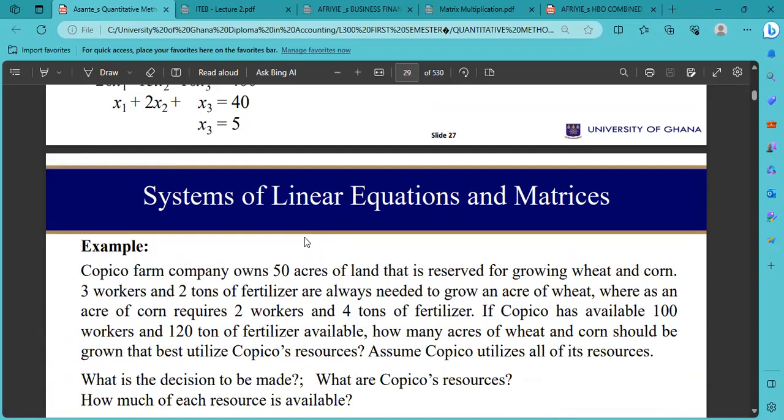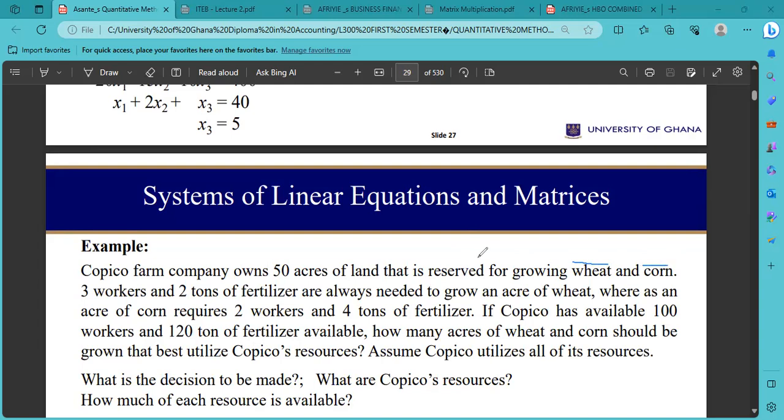Copico farm owns 50 acres of land that is reserved for growing wheat and corn. So in this question, how many variables do we have in here? I think it's wheat and corn. Yeah. So we have variable 1 and variable 2, right?